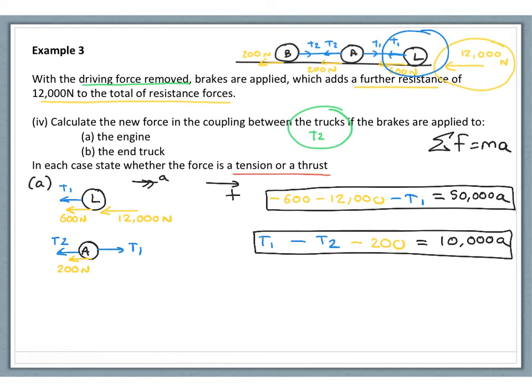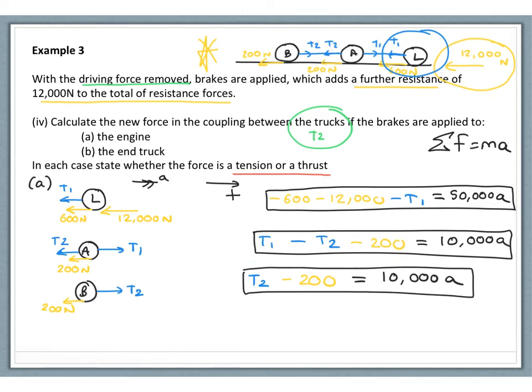And finally, let's look at the last particle, the last truck, B. Forces acting on it, we have T2 in this direction, and we have 200 in this direction. So we're going back to this diagram up here to help us. So F equals ma, T2 is positive, 200 is negative, combining those two together equals the mass, 10,000, multiplied by the acceleration. So we have a system of three simultaneous equations. Let's add these three equations together and see what happens.